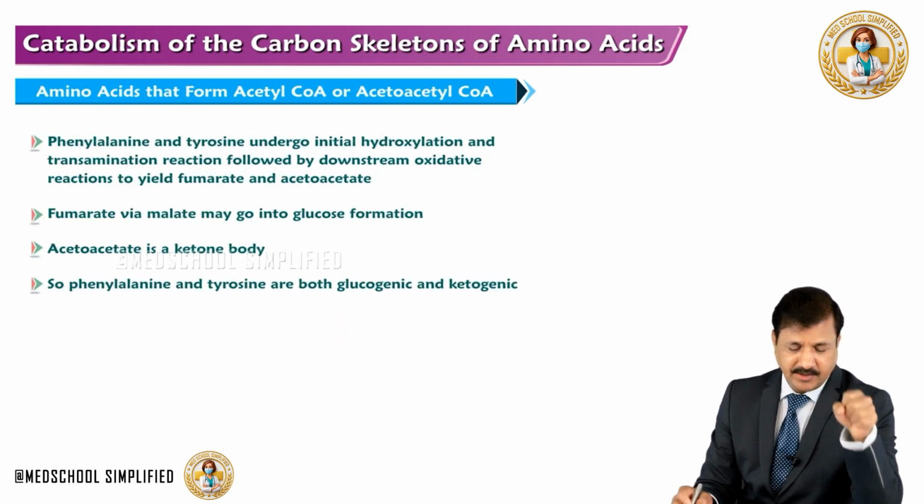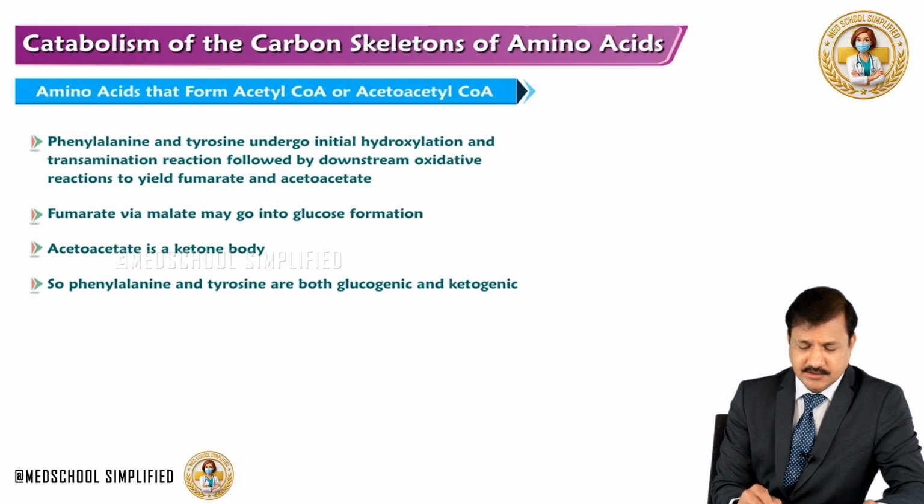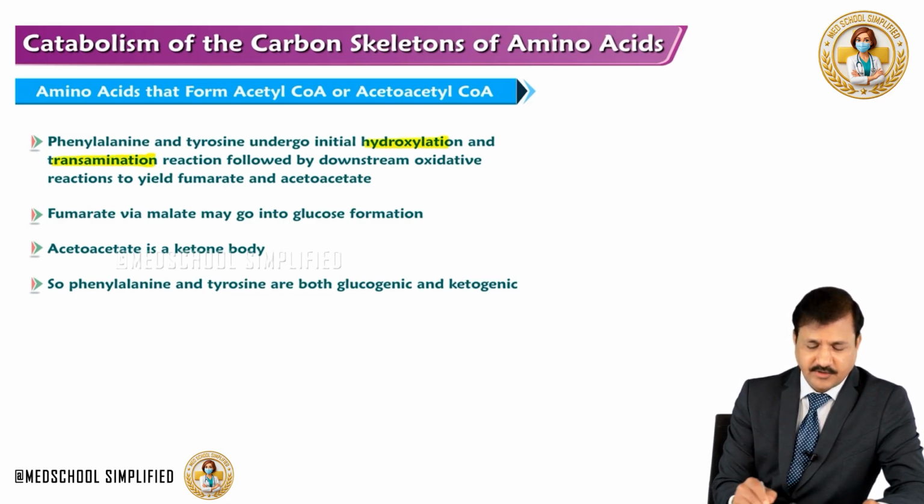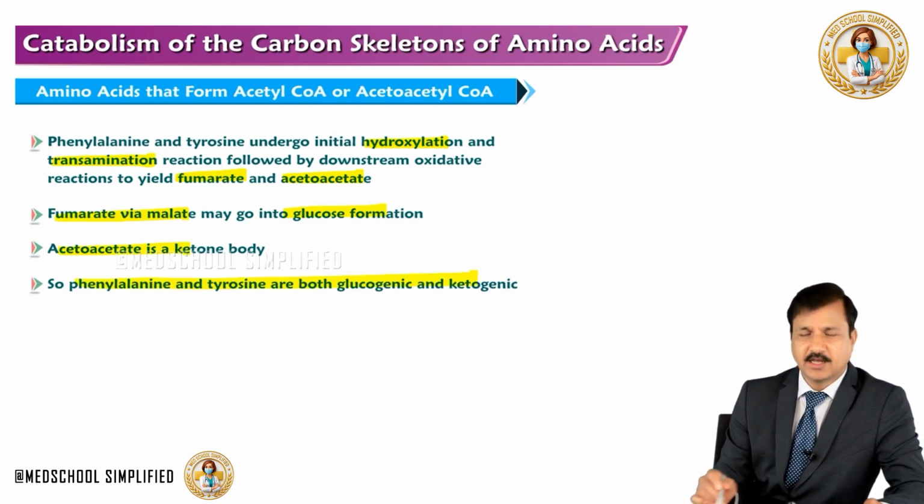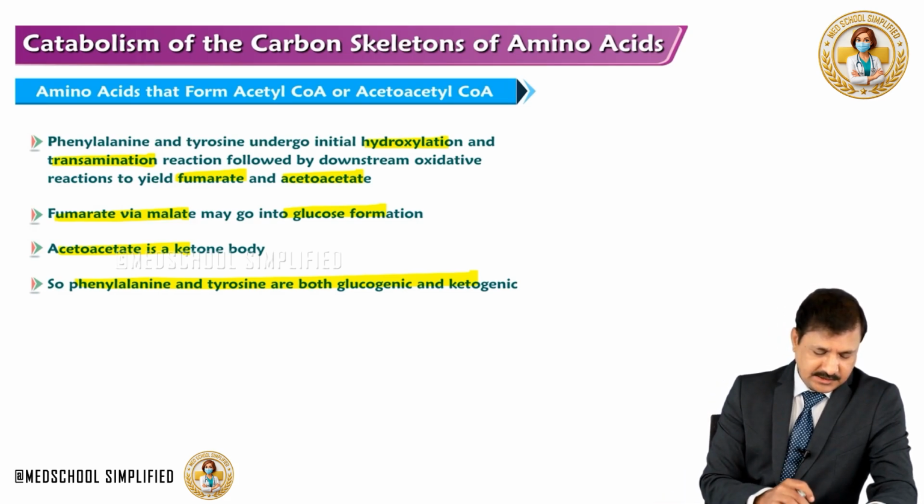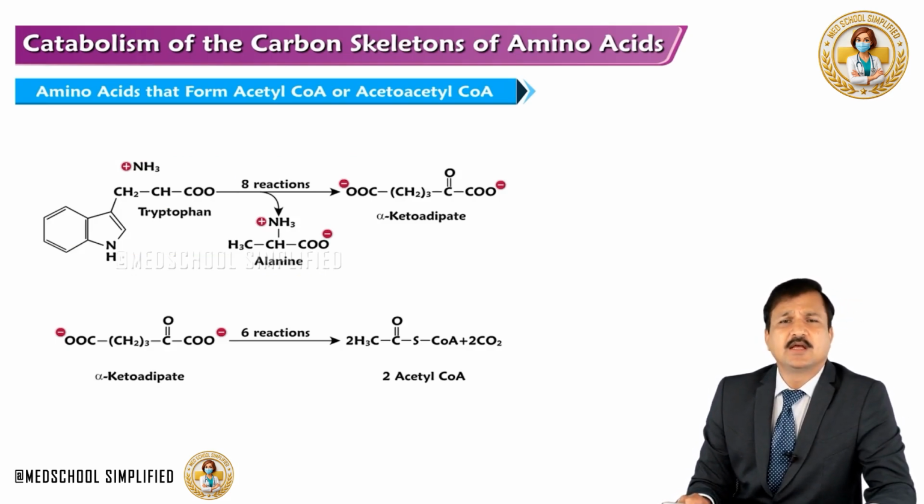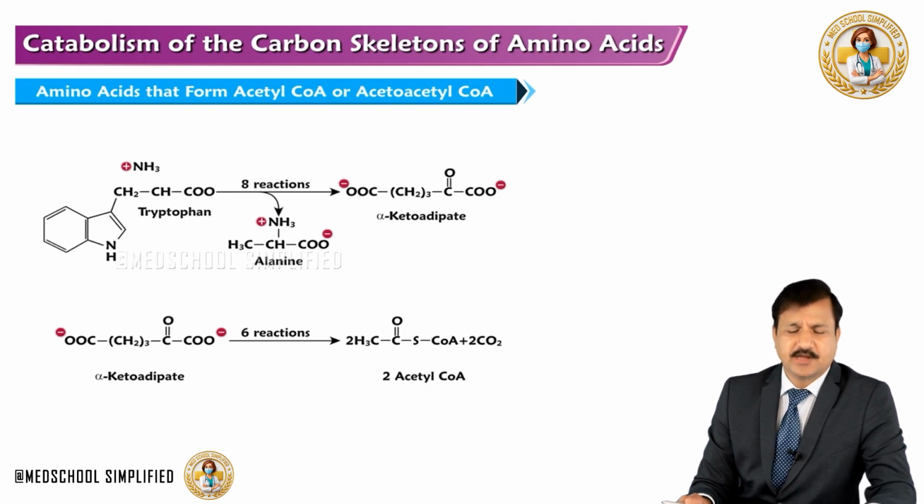So in this slide, I have briefly given you the explanation for conversion of phenylalanine and tyrosine into fumarate and acetoacetate. Phenylalanine and tyrosine undergo initial hydroxylation and transamination followed by downstream oxidative reactions to give fumarate and acetoacetate. Fumarate via malate becomes glucose. Acetoacetate is a ketone body. So both phenylalanine and tyrosine are ketogenic and glucogenic. Now let's look at the last amino acid which makes acetyl-CoA, making ketone body, that is tryptophan.